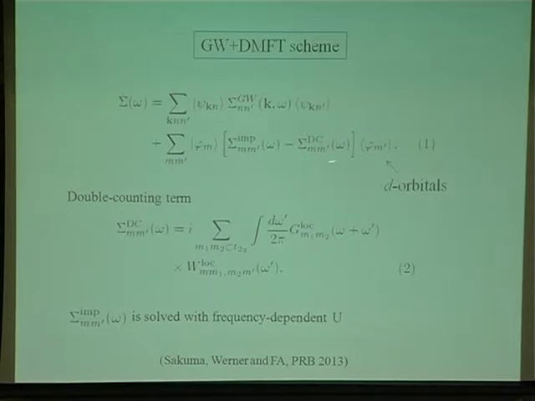But then we have to subtract the double counting term from the GW component. And this double counting term has the following form. We have to calculate the local Green's function and the local W. So this self-energy corresponds to the impurity self-energy within the GW approximation.